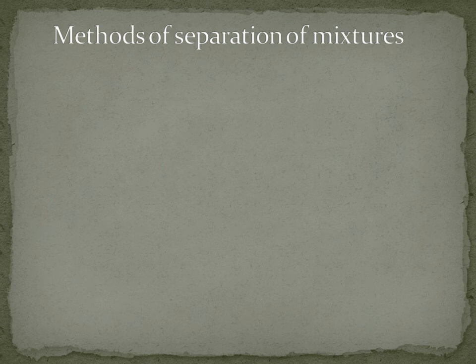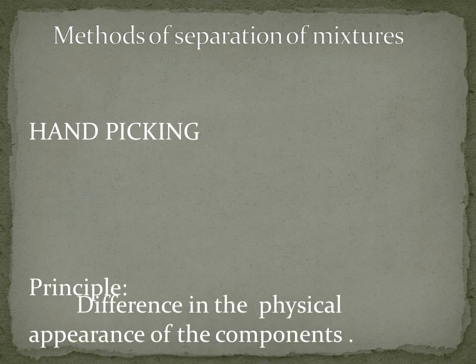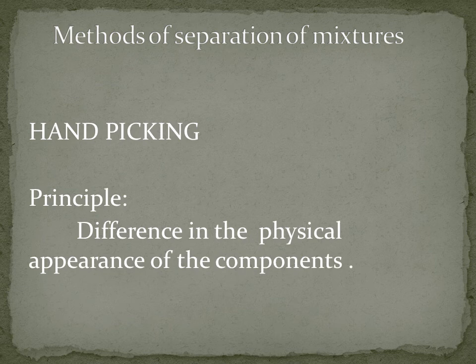We have already learned about many methods of separation of mixtures in previous classes. Let us see some of the common methods of separation of mixtures. Here we have hand picking. The method of separating a mixture by picking out the components with one's hands is called hand picking. The principle of hand picking is the difference in the physical appearance of the components, such as shape, color and size.